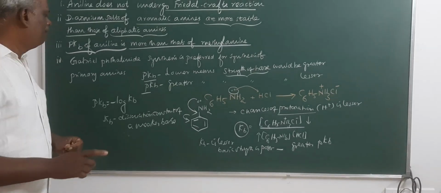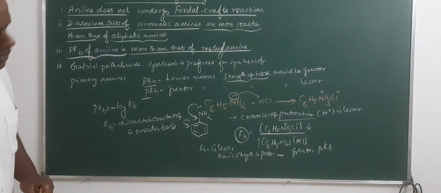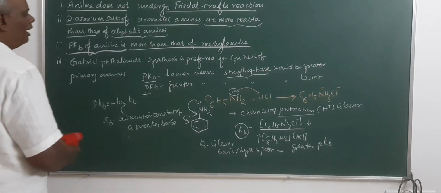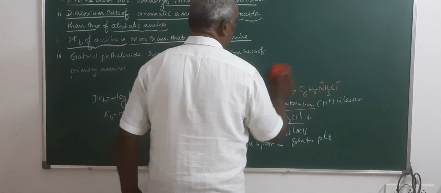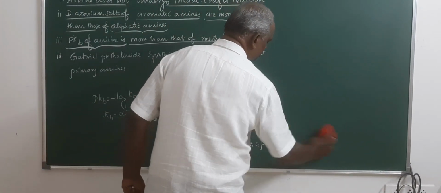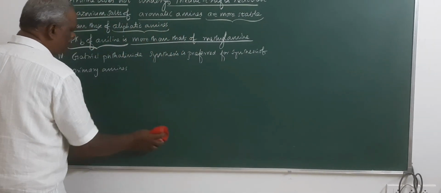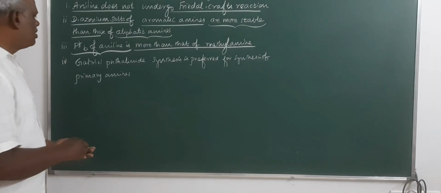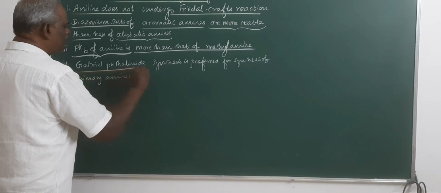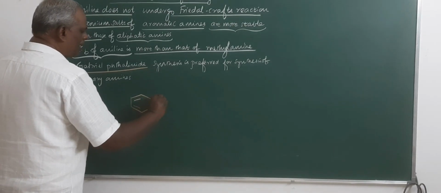Is it clear? And we are finding the fourth division. Just observe the question, what is given there. Gabriel phthalimide synthesis is preferred for the synthesis of primary amines. And it is not holding good for secondary and tertiary amine. And we should give the explanation for that. You must recall what is called Gabriel phthalimide synthesis. We should take the phthalimide. This is the formula for phthalimide.